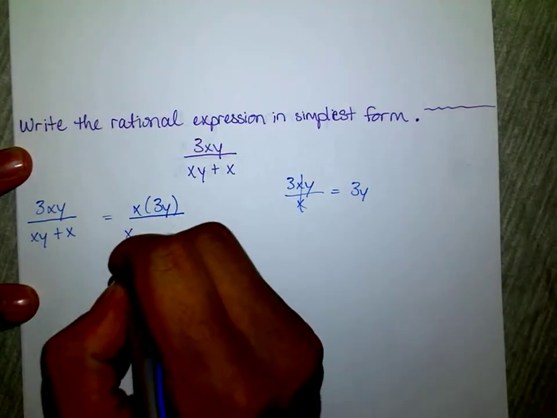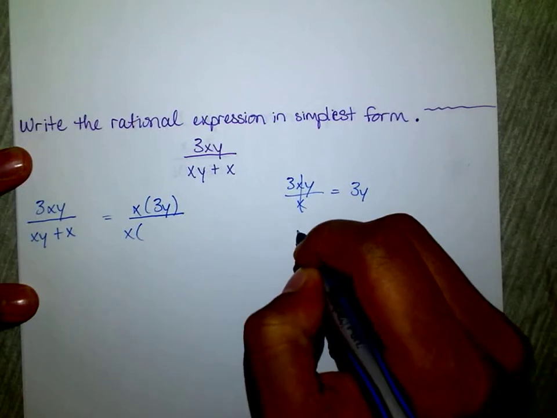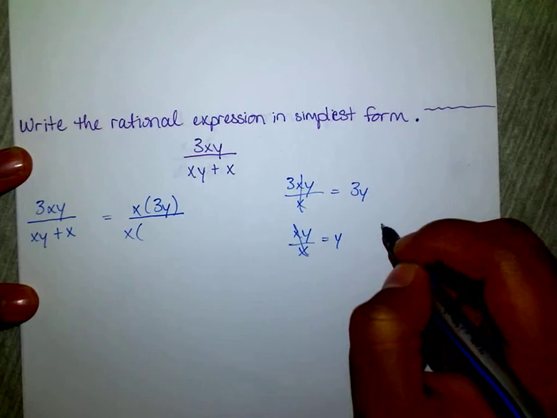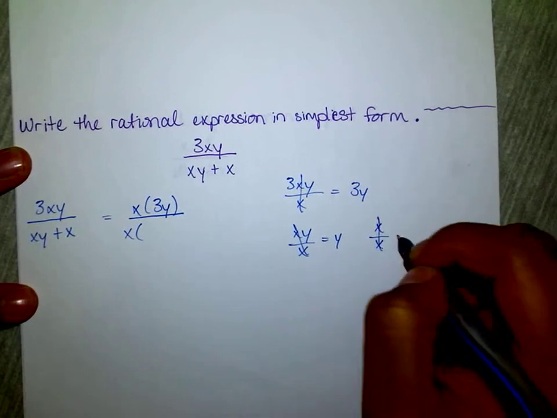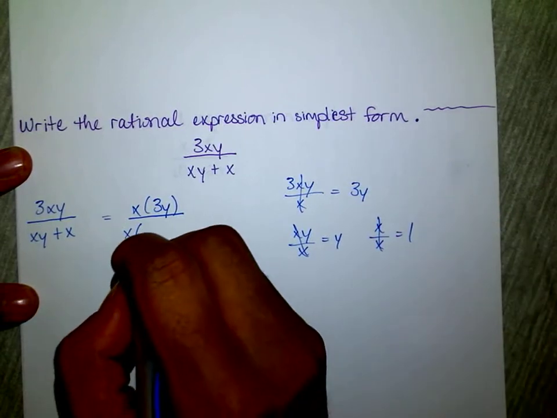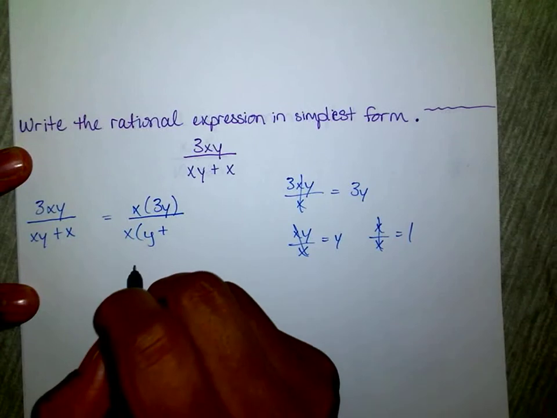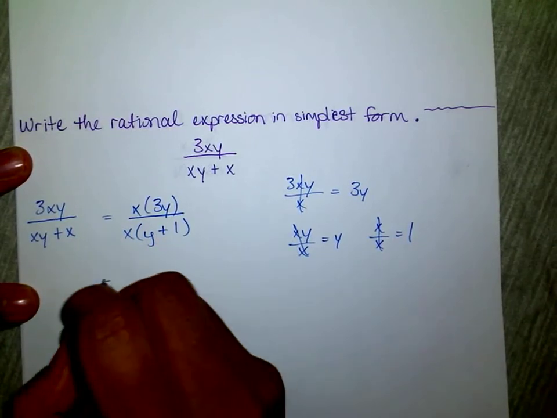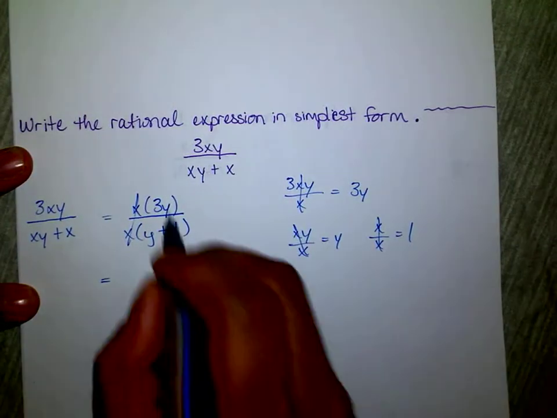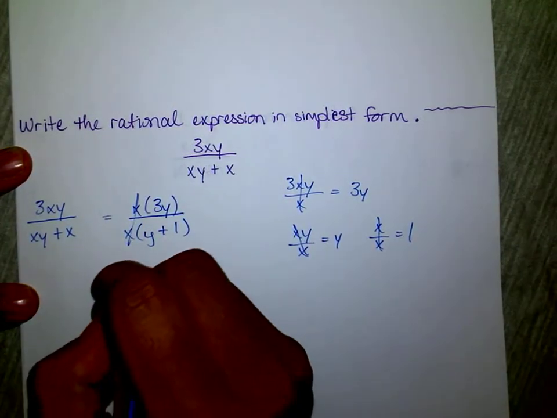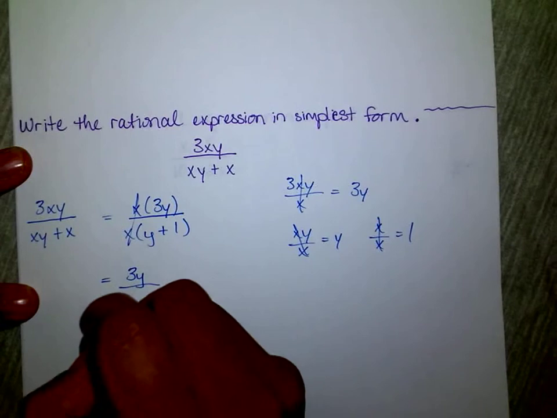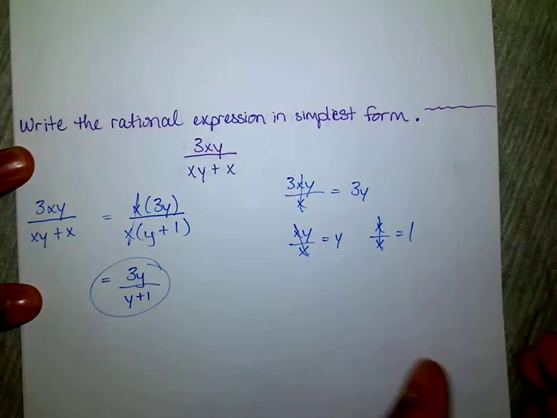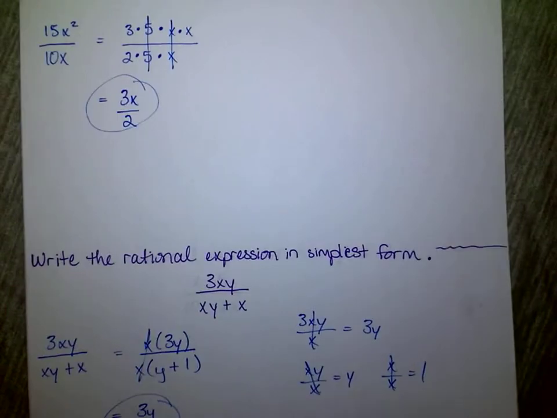Now if I factor an x out on the bottom, let's see here. So xy divided by x, that'll just leave me with y. And x divided by x, that'll just leave me with 1. So this is going to be y plus 1. Now I can go ahead and simplify this and get rid of these x's. So my final answer will just be 3y over y plus 1. Final answer. Okay, there's those two problems again.